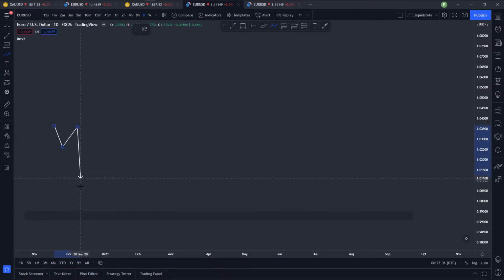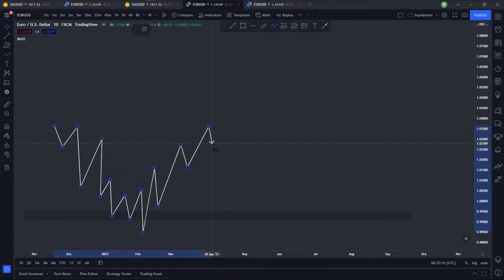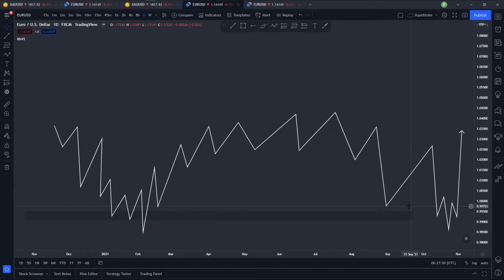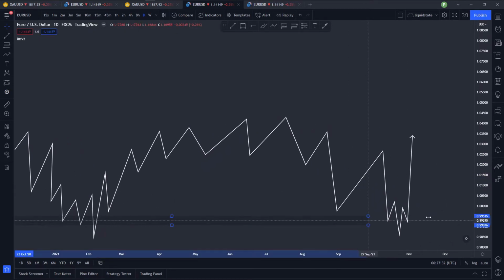Too fast. We can see the way I'm trying to just, boom. So this is basically my entry model for a bullish market structure.